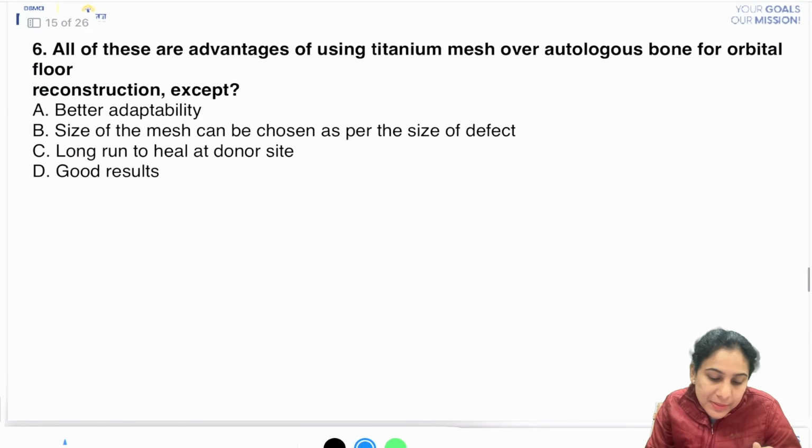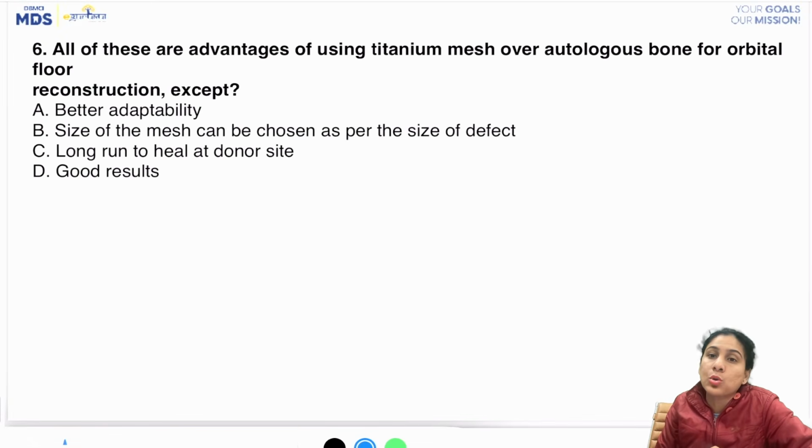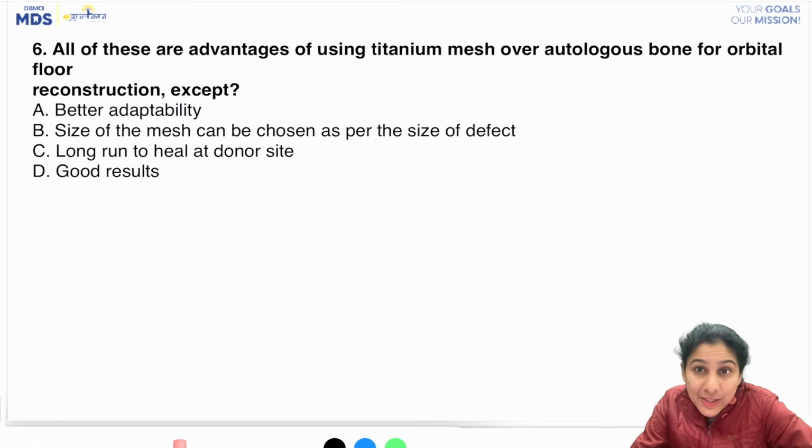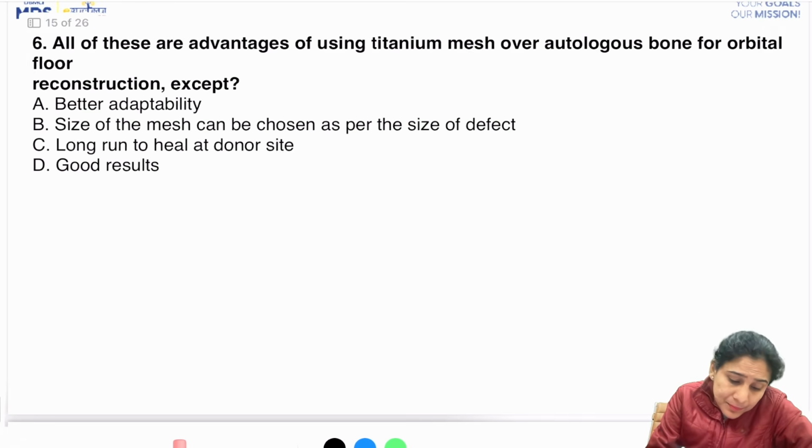Okay, coming to question number 6. Which of these are advantages of using titanium mesh over autologous bone for orbital floor reconstruction except? Now, which is not an advantage, or which is a disadvantage? That is asked. Okay. Now, first option is better adaptability.